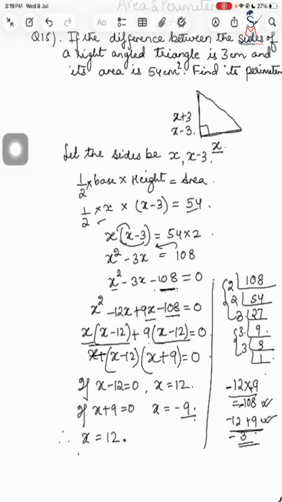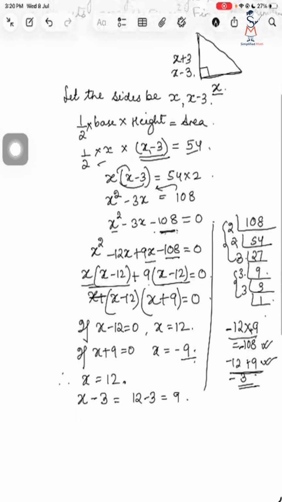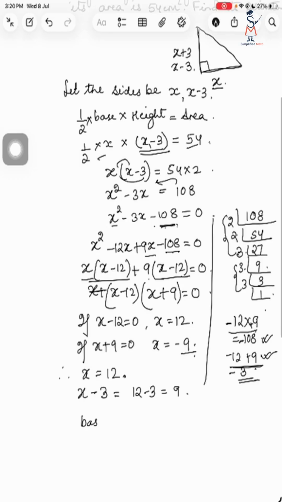So, what will be the other side? We have taken here the other side as x minus 3. So, x minus 3 will become 12 minus 3, that is 9. So, what are the base and the height? The base has become 12 and the height has become 9. So, what will be the hypotenuse of this?